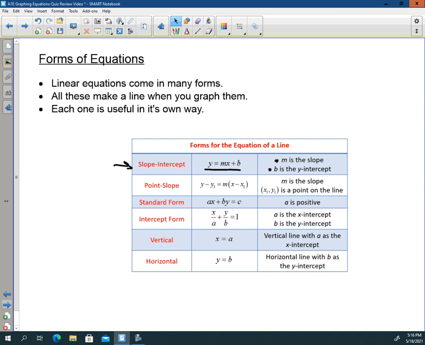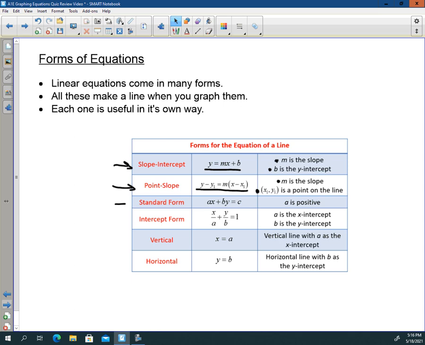And then there's a form called point-slope form. And it looks like this here, and it looks a little bit crazy, but it's actually my favorite. I don't think we're going to get to use it this year, but it's pretty cool. Again, m is the slope, and this (x1, y1) is a point on the line. That's why it's called point-slope form, because it tells you those two things.